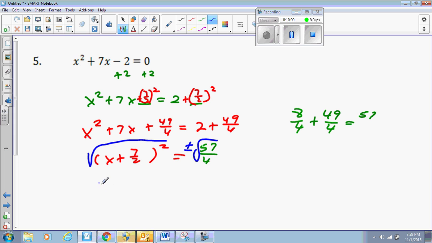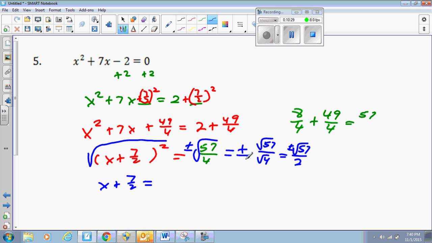And that becomes x plus 7 over 2 equals, now I'm going to change this around to say that's going to be plus or minus the square root of 57 divided by the square root of 4, which is the square root of 57 over 2, plus or minus, because the square root of 4 is 2. And it looks similar, but here the square root includes the denominator, and this last one it does not.